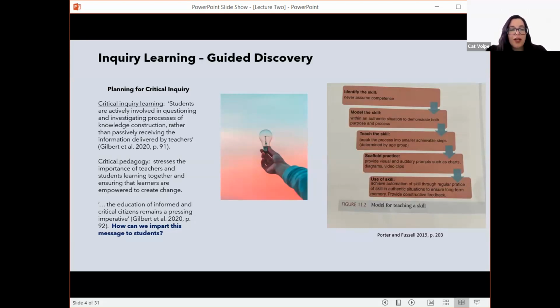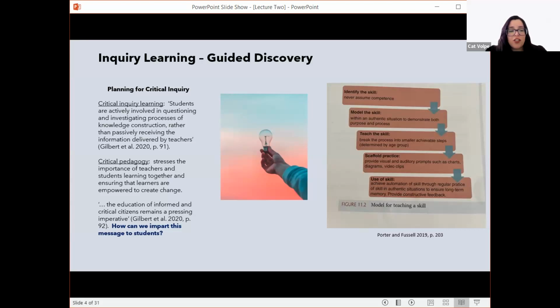So what is critical pedagogy? This stresses the importance of teachers and students learning together and ensuring that learners are empowered to create change. Empowerment is a really big deal in the HSY subjects because we do focus a lot on social issues and making it very relevant to our students' lives.